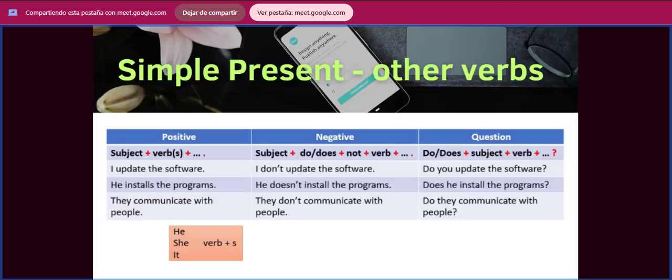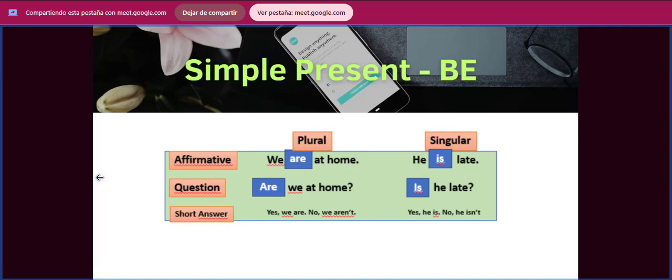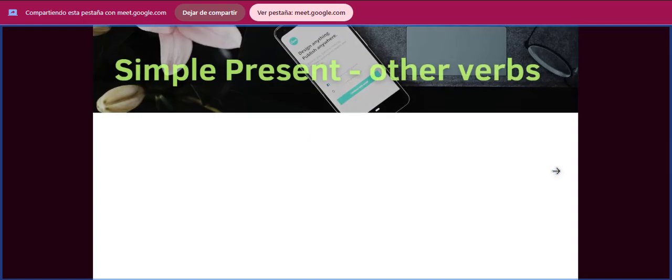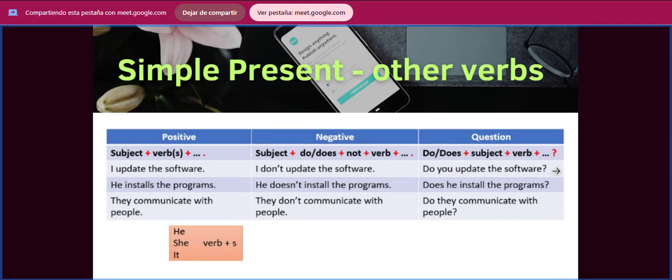Okay, any other questions? No? Okay, so remember that we went over the simple present with the verb to be and the simple present with other verbs. So in this tense, we only use one verb in the sentence, a simple verb, it doesn't have two parts. So if we have the verb to be, we cannot have another verb. If we have another verb, we cannot have the verb to be.